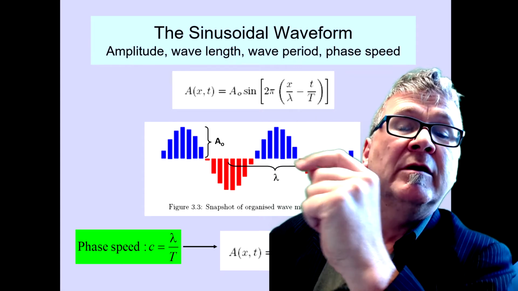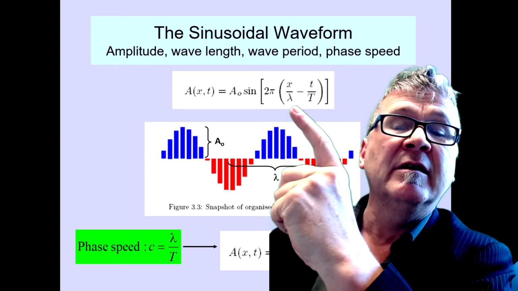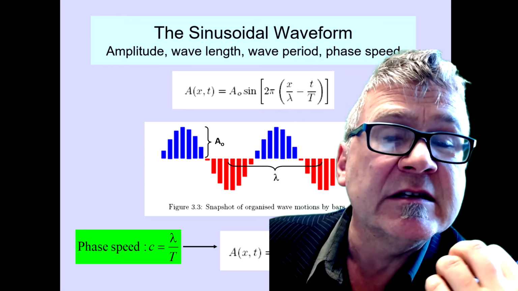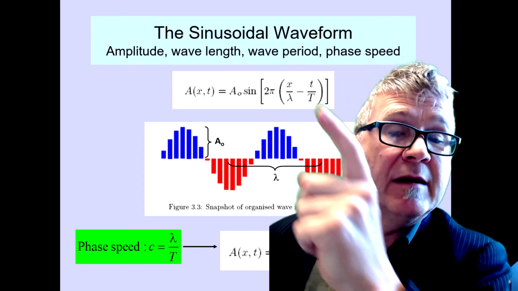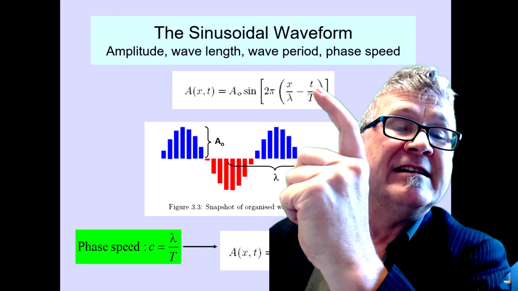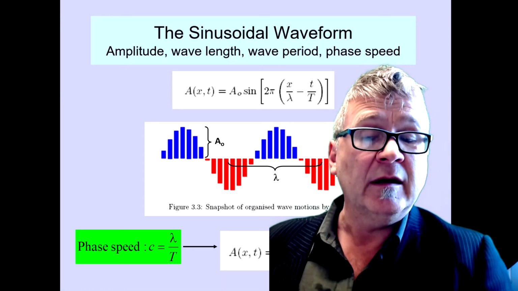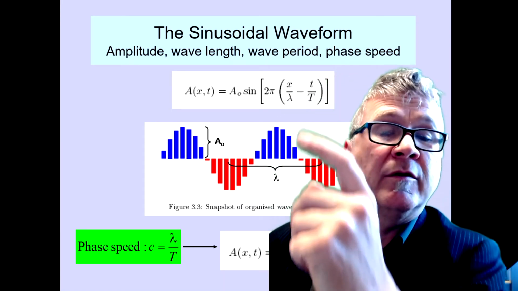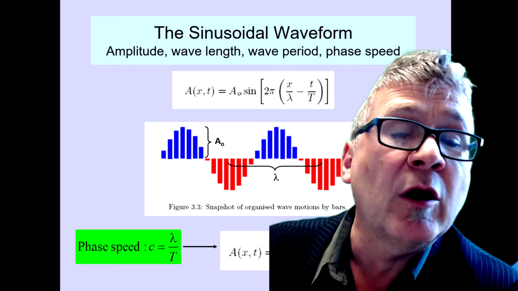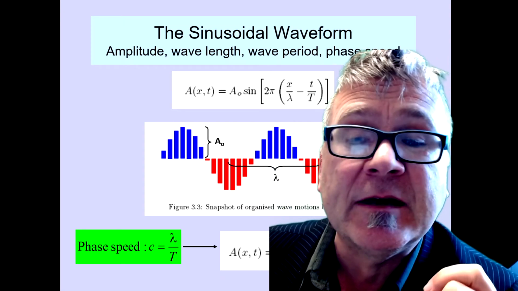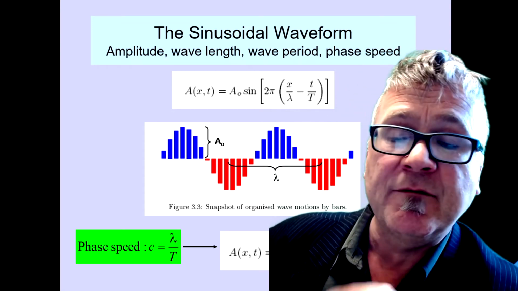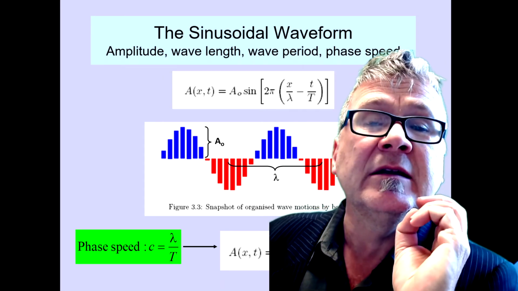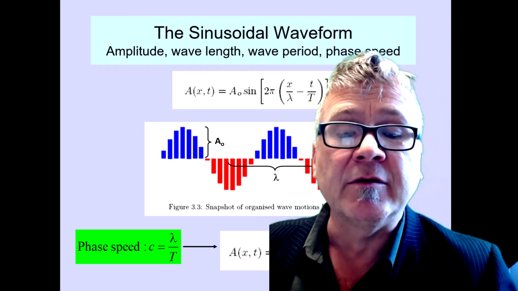A0 is the amplitude, this lambda here is the wavelength, and this capital T is the wave period. And the variables are space, and one dimension here in this example is x, and time is t. And this is how you describe the wave. And if you walk around with this little formula, it also includes a description of the phase speed. And the phase speed of the wave, of any wave, is c, the ratio between wavelength and wave period.